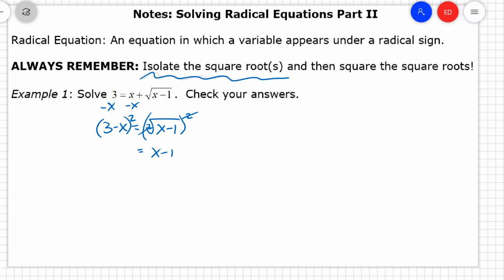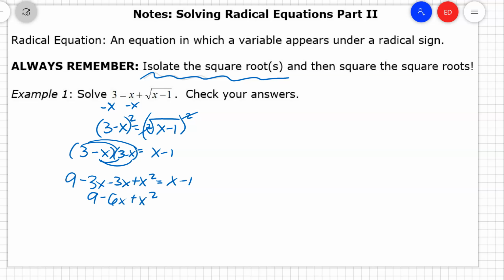Binomial squared. Remember, this is not just 9 minus x squared. You need to multiply it out, either using FOIL or box method, your choice, whatever you like to use. I prefer FOIL. So here we go: 9 minus 3x minus 3x plus x squared equals x minus 1. Simplify like terms, so we would be left with 9 minus 6x plus x squared equals x minus 1.